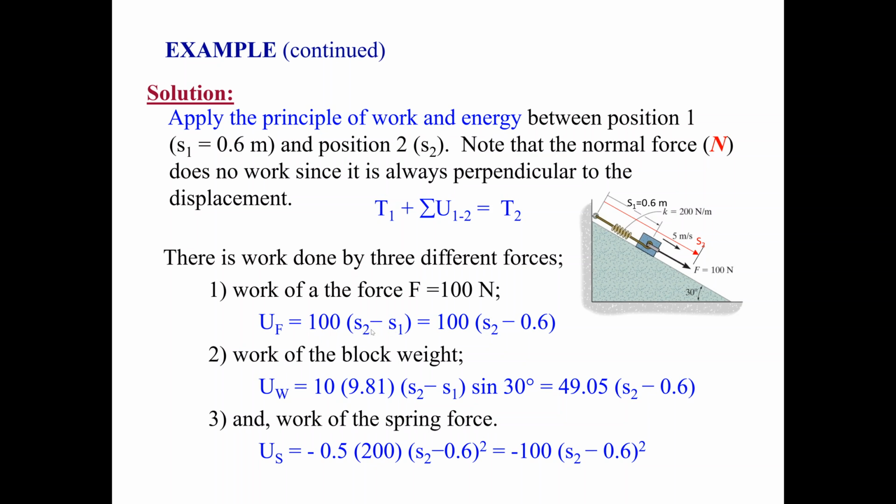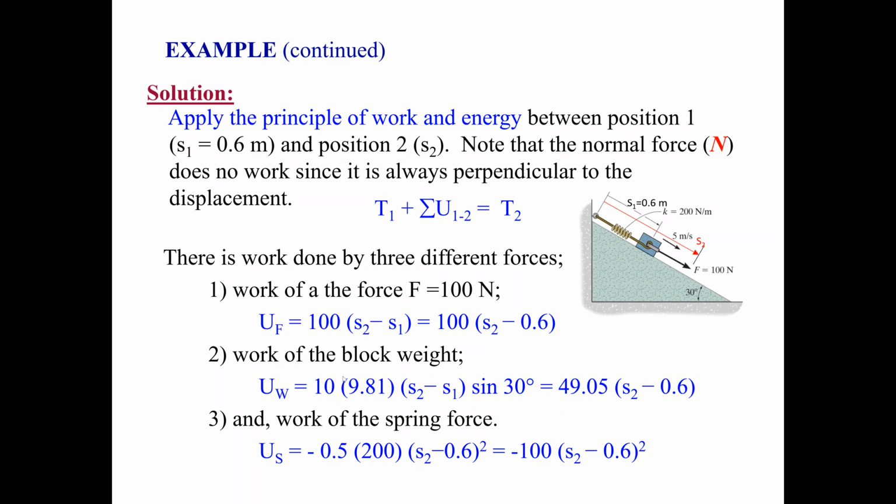Like I said, you could have defined this as delta S, saying delta S is equal to S2 minus S1, but the author did it this way. So here's the distance that it's traveled. What's the unknown in this case? S2 is the unknown. So we just have S2 minus 0.6, which was already defined for us here.